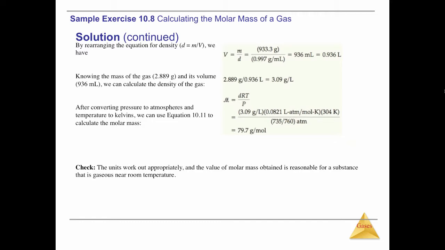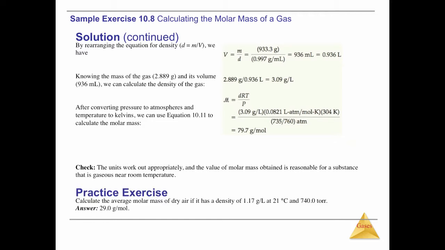The temperature was 304 Kelvin, and our pressure, we're converting pressure to atmospheres and temperature to Kelvin. In the denominator of this equation, we are converting torr to atmospheres by dividing by 760. You'll remember that 760 torr is equal to 1 atmosphere. So they're just doing a little conversion in the denominator there. All of the units will then cancel out, and we will find that the molar mass of the gas is 79.7 grams per mole. Okay, practice exercise.